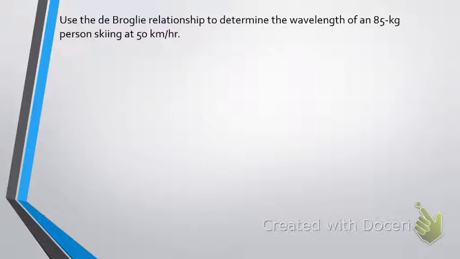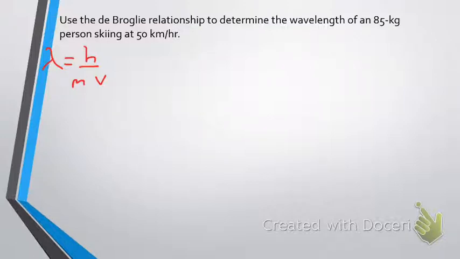So let's work a more difficult problem using the de Broglie wavelength. So here we want to use the de Broglie wavelength relationship to determine the wavelength of an 85 kilogram person skiing at 50 kilometers per hour. And so the equation is wavelength is equal to h over mass times velocity.